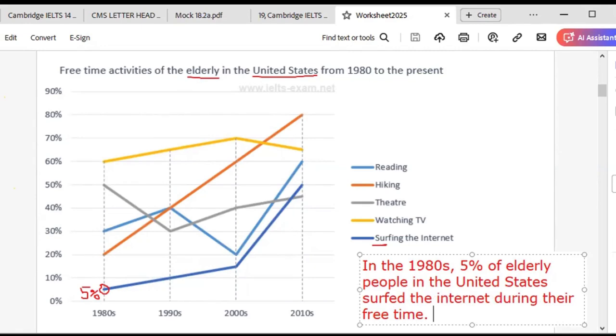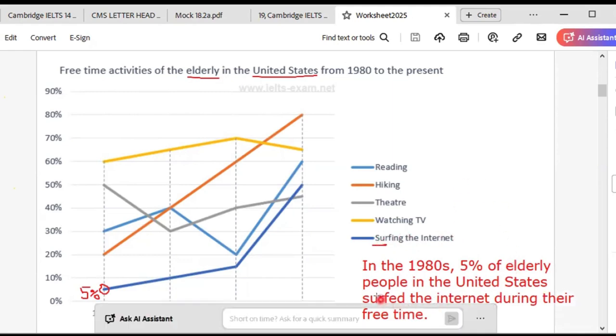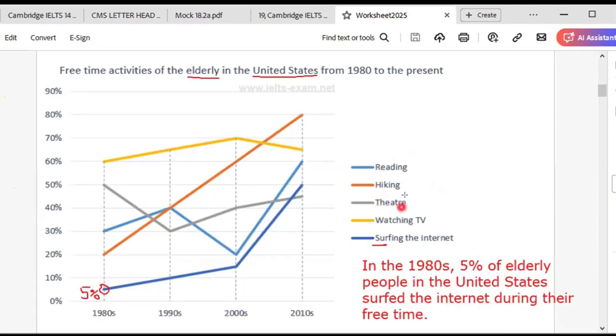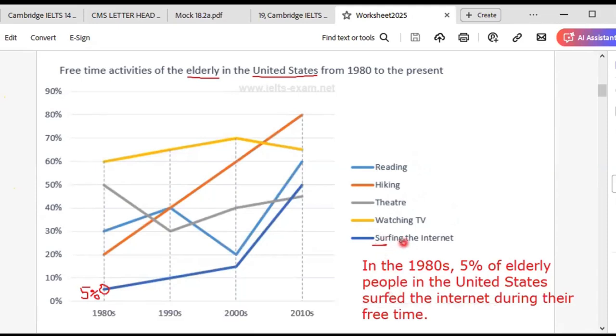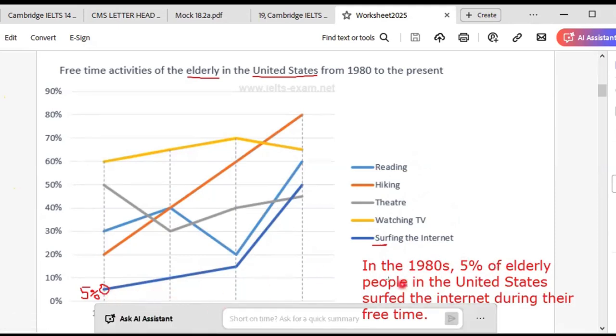I want you to notice something here, ladies and gentlemen. Notice that here they wrote surfing the internet. When I wrote, what did I write? Surfed the internet. That's grammar. You cannot write that 5% of the elderly people in the United States surfing the internet. No. That's bad grammar. So there are times that you will see some things on your charts, and then when you want to write it, you're going to need to use other forms of that word. In this case, surfing is a verb in present continuous tense. But because I'm constructing my sentence in past tense, I need to change surfing to surfed. In the 1980s, 5% of the elderly people in the United States surfed the internet during their free time.